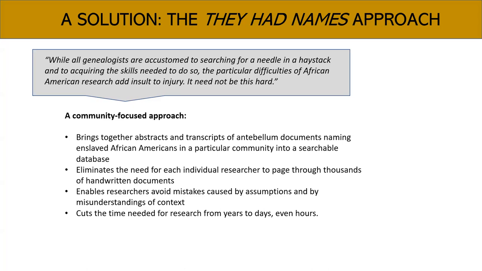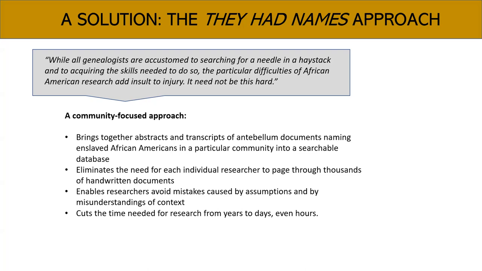is because I've created an online project called theyhadnames.net. In it, a friend and I have abstracted or transcribed every antebellum will, estate inventory, deed record, and church record that we found for Liberty County that names enslaved or free, for that matter, African Americans. We've also transcribed more than 60 U.S. Southern Claims Commission petitions from Liberty County, and I've researched the petitioners for more than 40 of those.